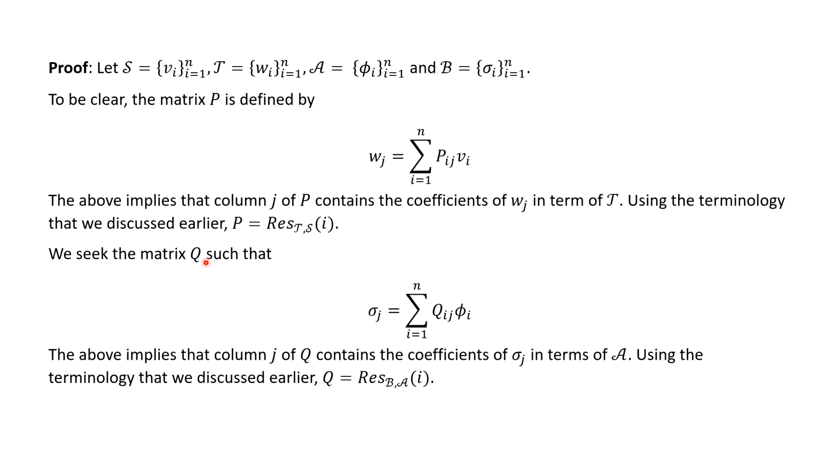Then we seek the matrix Q such that sigma sub j equals the sum from i equals 1 to n of Q sub ij of phi sub i. The above implies that column j of Q contains the coefficients of sigma sub j in terms of the basis script A. Using the terminology that we discussed, as I mentioned over here on this point, Q is actually the representation of the identity homomorphism from B to A. So with this in mind, let's prove the theorem on the next slide.